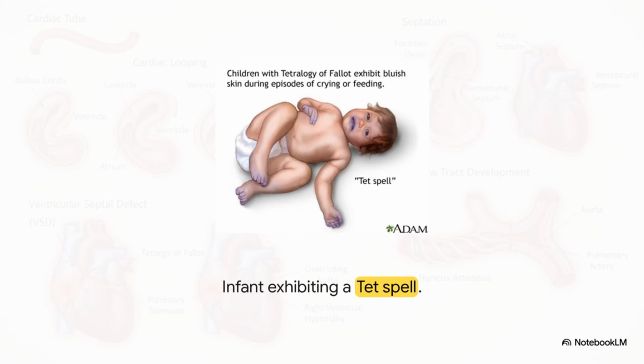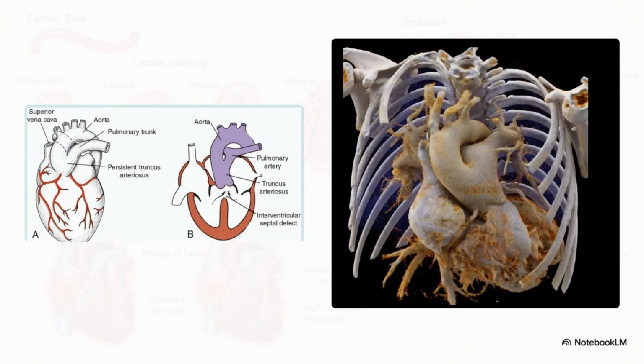Because oxygen demand spikes, and right-to-left shunting drastically increases through that VSD. So, what if the conotruncal ridges failed to fuse entirely, rather than just dividing unequally? Well, then you get persistent truncus arteriosus. You're left with a single, large, common truncus that supplies the systemic, the pulmonary, and the coronary circulations all at once. The pulmonary artery originates right off this common trunk.